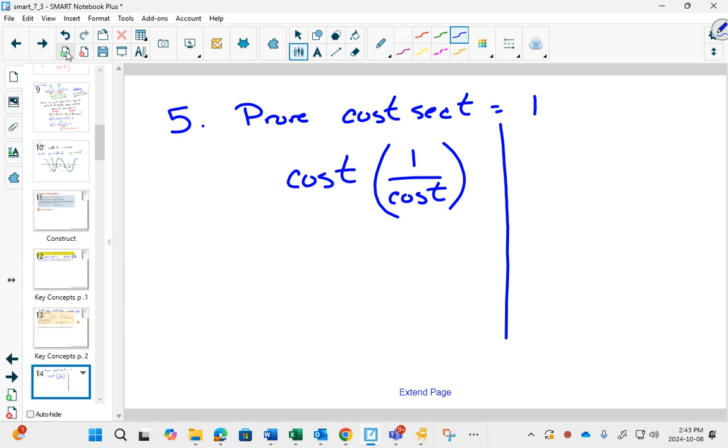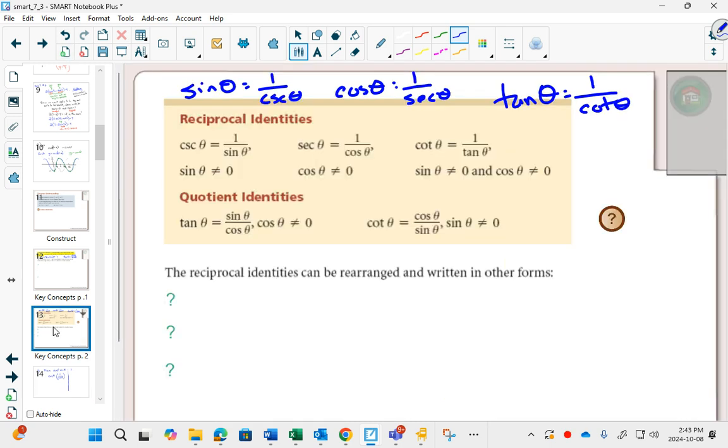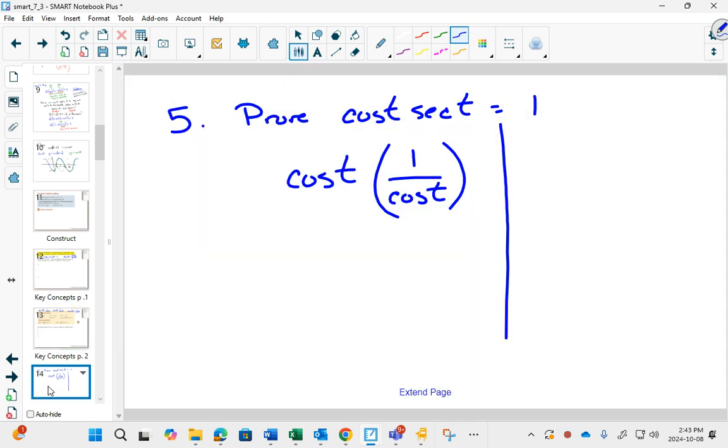That would be allowed because I stay working on the left-hand side, right? Because this is just one of our definitions right here. Secant theta is 1 over cos of theta. I'm allowed to use any of these definitions. And so here I have a secant t. I change it to 1 over cos of theta.